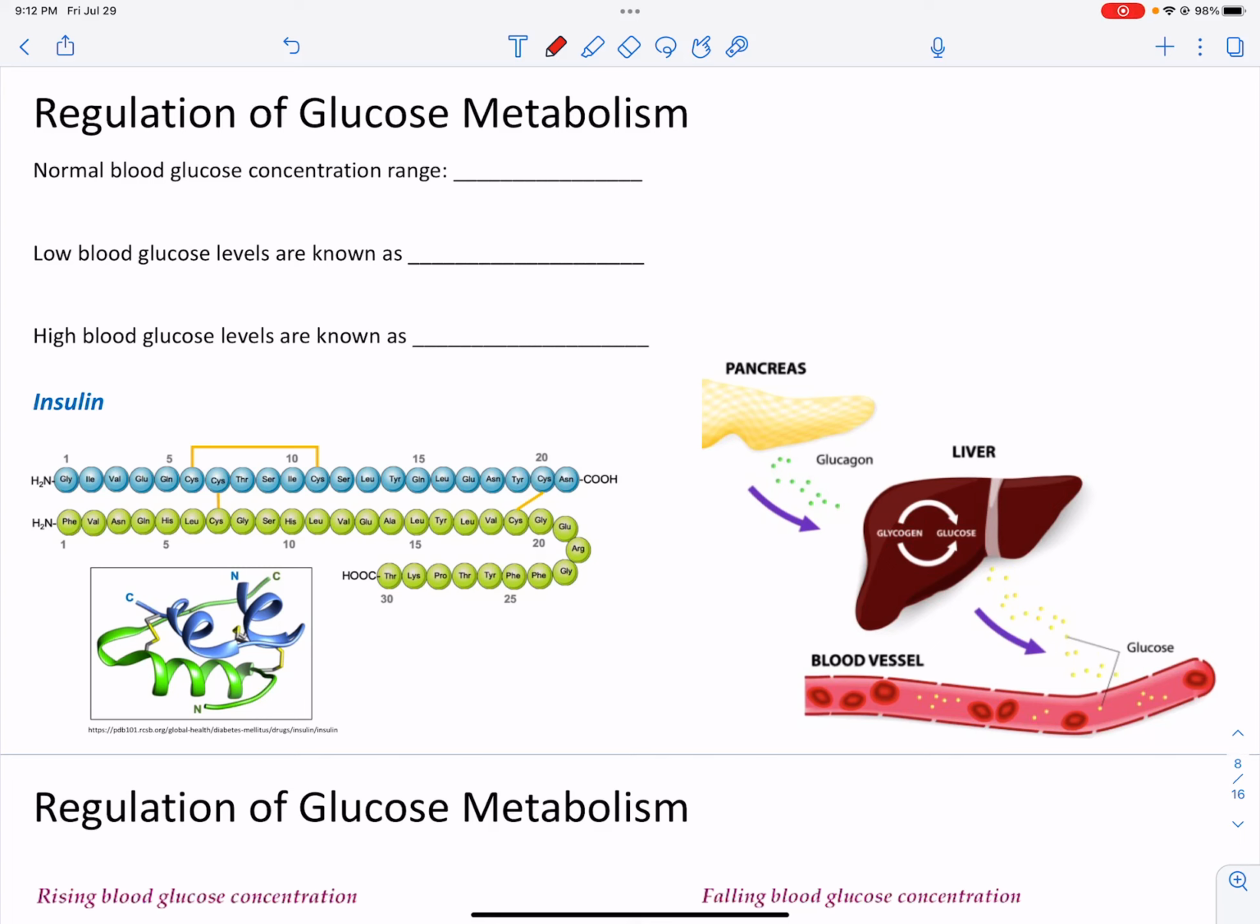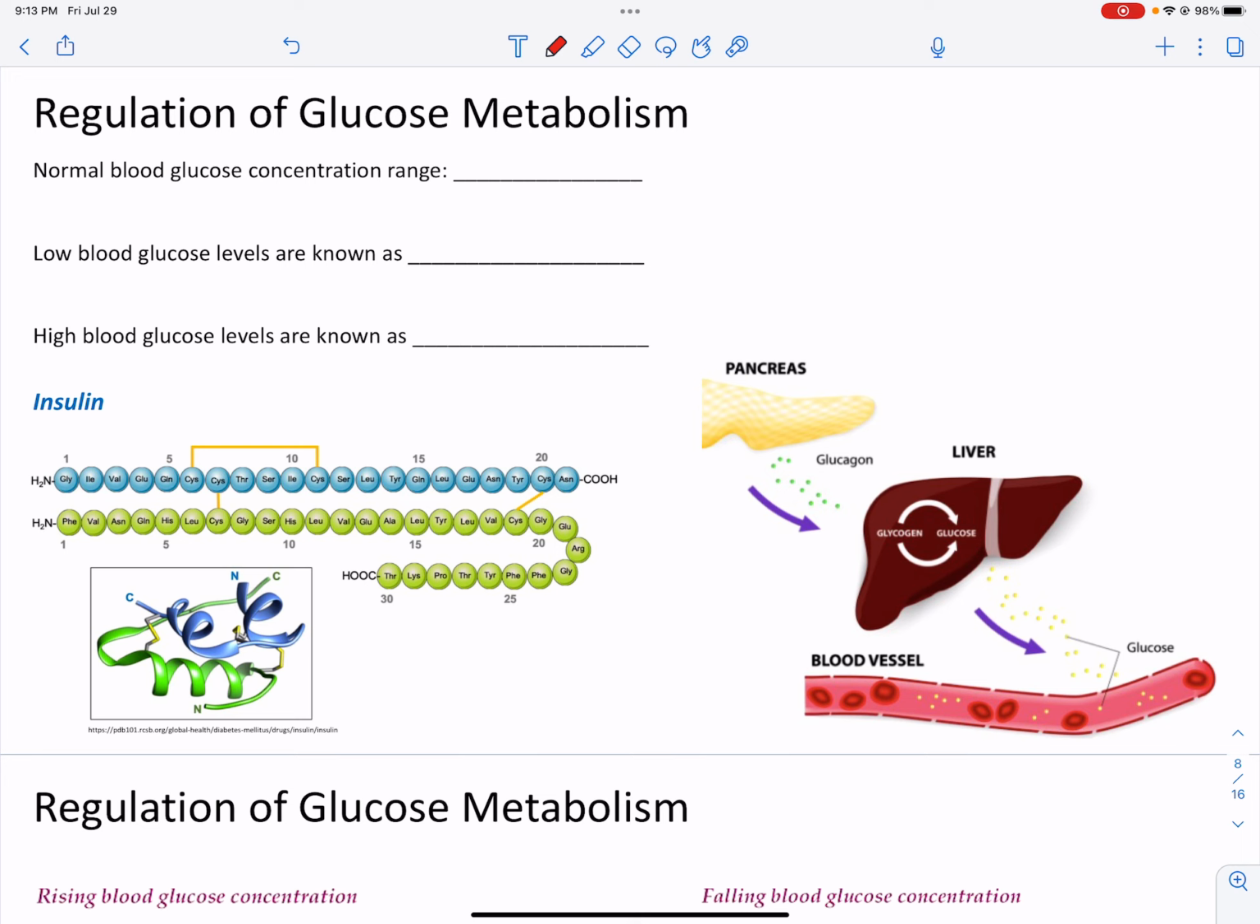All right, in the next part, we're going to talk about more in-depth regulation of glucose metabolism, and we're going to focus on insulin and glucagon. And this all has to do with maintaining a good level of blood sugar, the concentration of glucose in our blood. So it is very, very critical that we have a readily available supply of glucose in the blood. But we don't want too much and we don't want too little, all right?